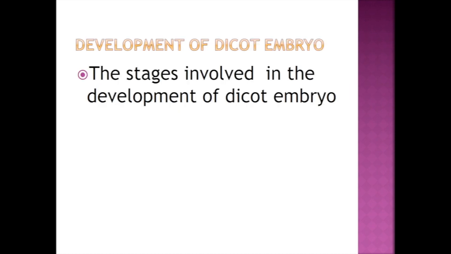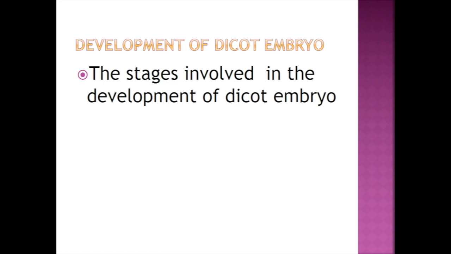Next one. Development of the dicot embryo. Different stages of the dicot embryo. Your book page number 23: different types of development of the dicot embryo. Dicot means two-cotyledon plants. First stage, observe the book.